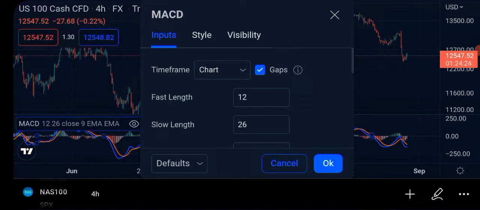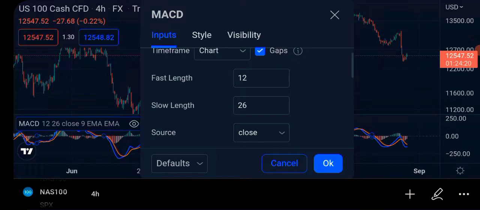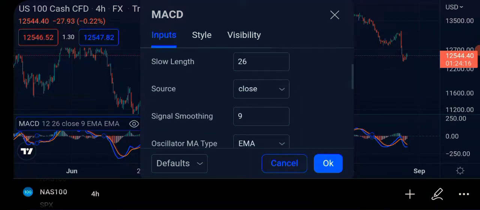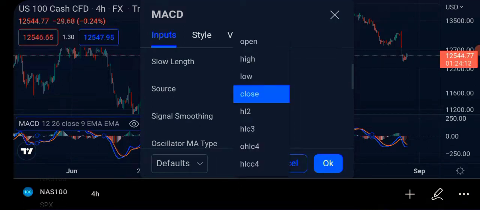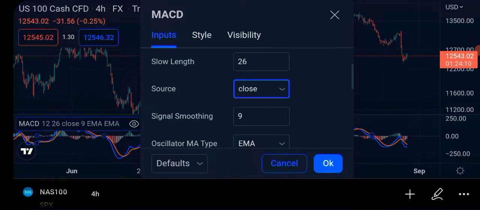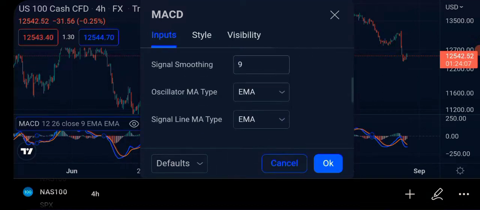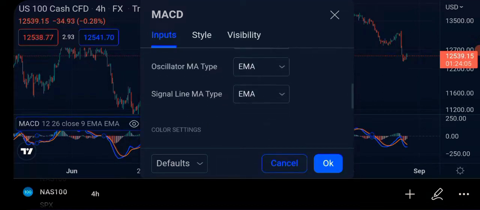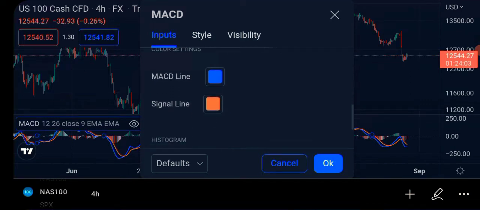The fast length is 12. It's usually 12, or it should be 12. The slow length should be 26. It should be used on close, not open, just close. Leave it on close, and leave the EMAs, leave everything the way it is.